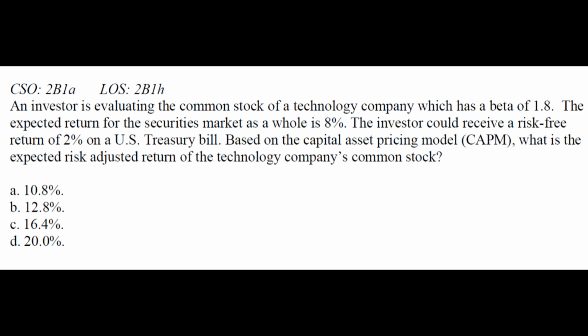2% plus 1.8 times (8% minus 2%) equals 2% plus 10.8% equals 12.8%. This is the appropriate risk-adjusted expected return.